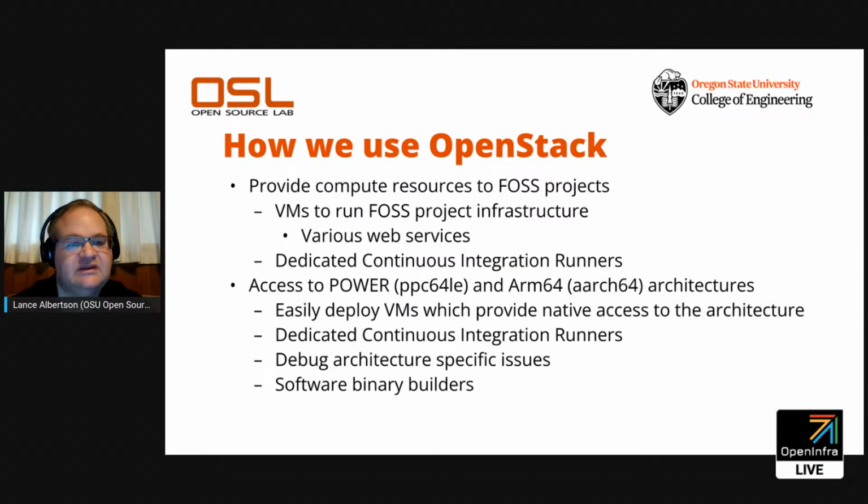So how do we use OpenStack? The main thing is we want to provide compute resources to open source projects. Most of the time they just need VMs to run some services, usually some kind of web service. More recently, a lot of projects want to be able to run dedicated continuous integration runners, whether it integrates with GitLab or GitHub or Jenkins or whatever type of CI system you use. They just want to be able to do that instead of using whatever shared resources they have.